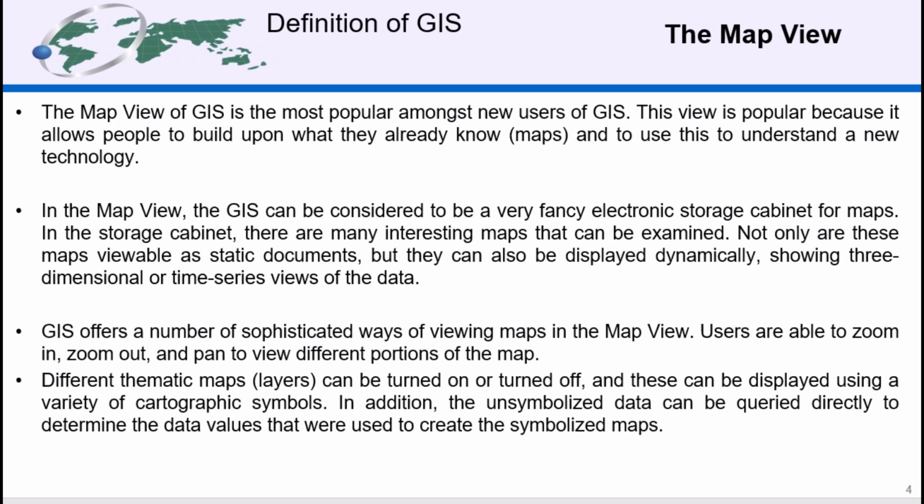Not only are these maps viewable as static documents, but they can also be displayed dynamically, showing 3-dimensional or time series views of the data. GIS offers a number of sophisticated ways of viewing maps in the map view. Users are able to zoom in, zoom out, and pan to view different portions of the map. Different thematic map layers can be turned on or turned off, and this can be displayed using a variety of cartographic symbols. In addition, the unsymbolized data can be queried directly to determine the data values that were used to create the symbolized maps.